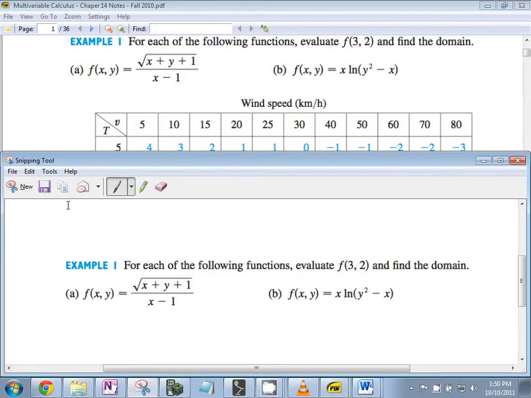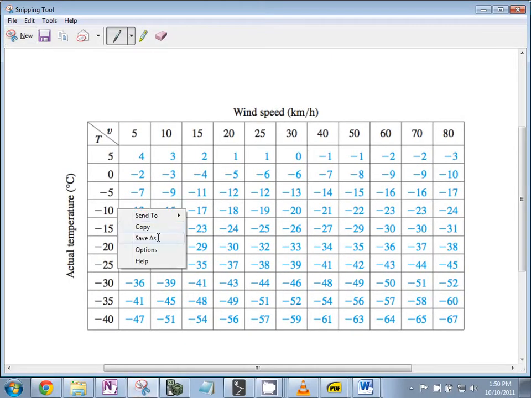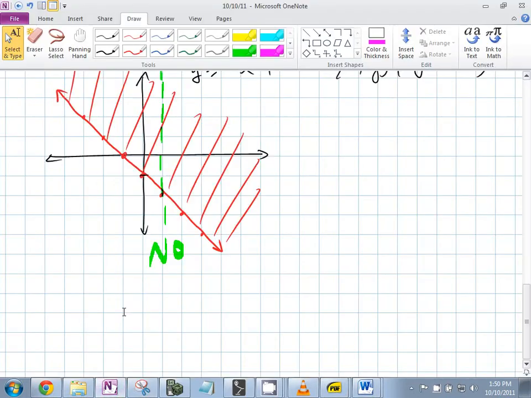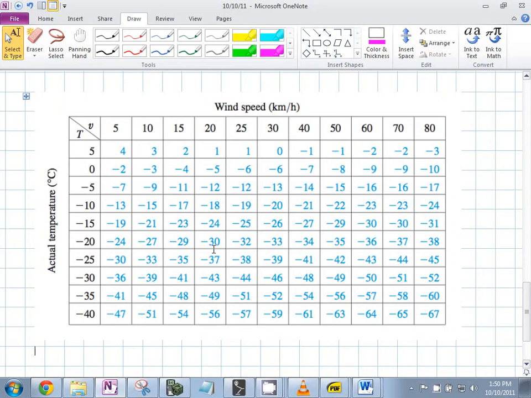When wind is blowing, does it seem hotter or colder? It seems colder, right? So when it's very cold outside and there's a lot of wind, you have to be very careful because it makes it feel a lot colder. The actual temperature is the air temperature, and this is what it feels like. So, for example, if I said 40 and negative 25, it actually is going to be negative 41.